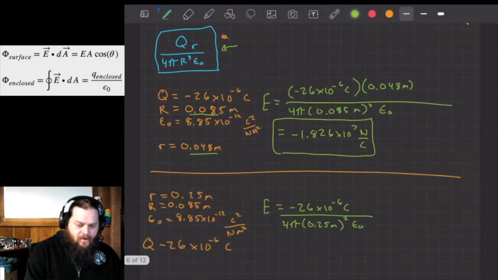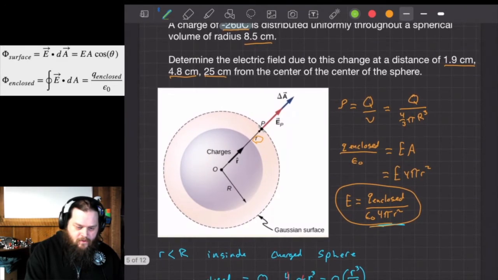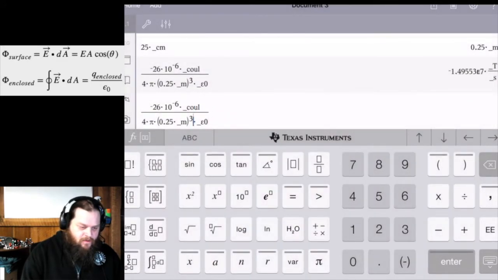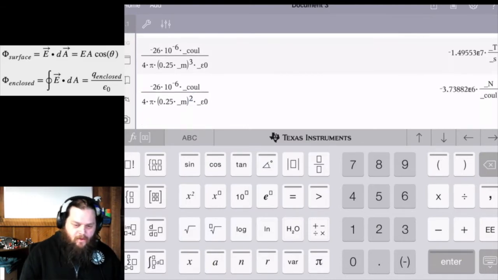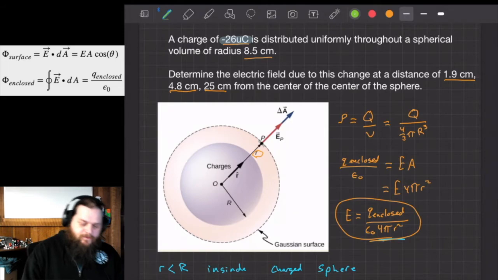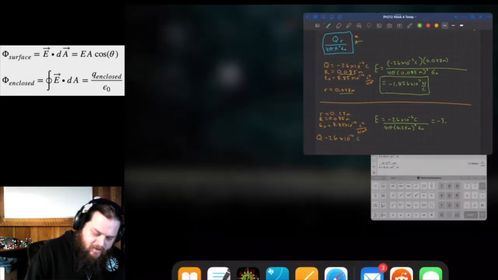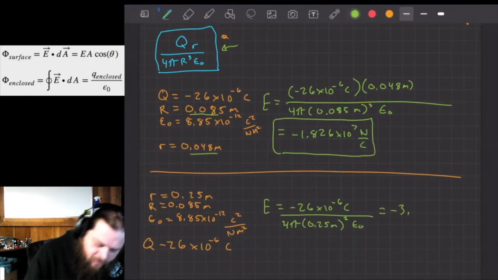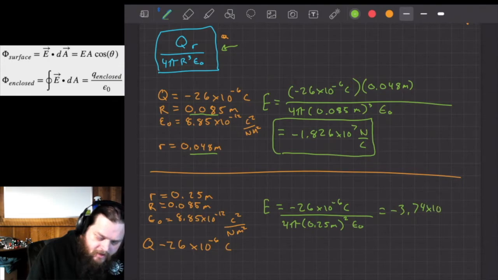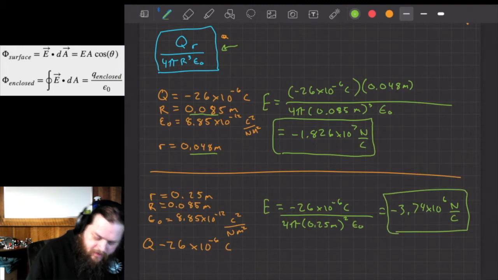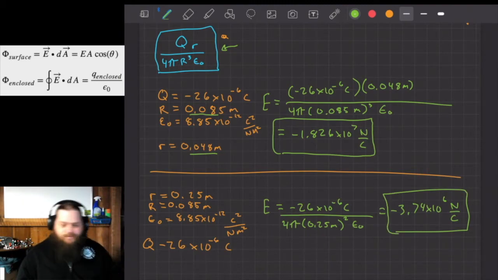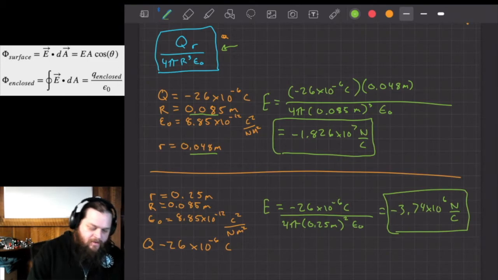Did I forget something? Getting weird values. 4 pi r squared. I did to the third power again. So I get negative 3.74 times 10 to the 6 newtons per coulomb. So that is the electric field outside of the sphere at a distance of 25 centimeters.